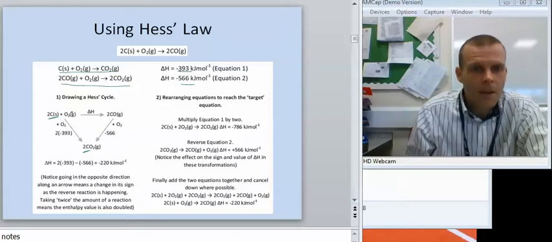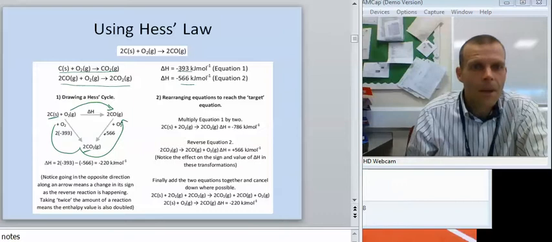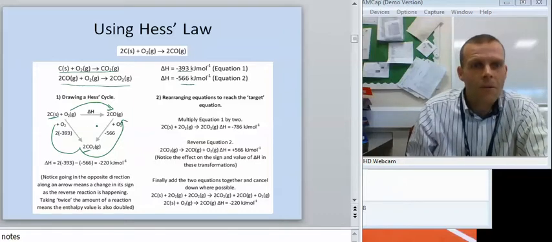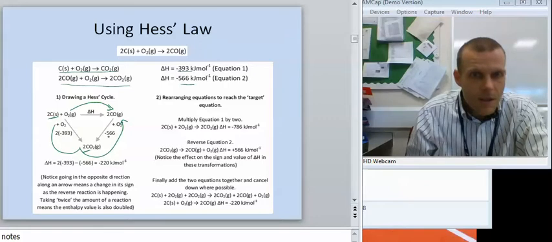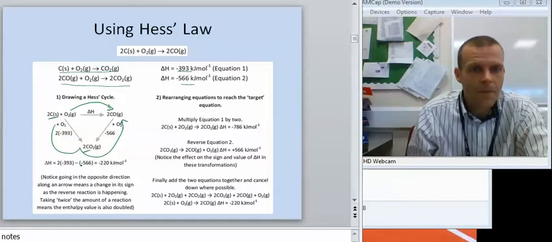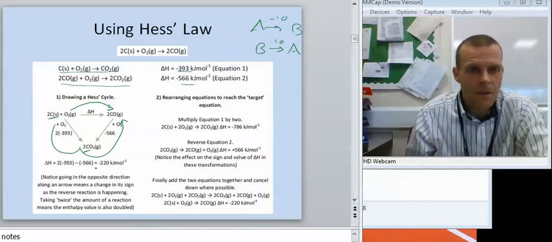So using Hess's law, going that way is the same as going around there. So my delta H, my enthalpy change, which I'm trying to find out, is the same as 2 times that plus the opposite of that change. Now if I do the opposite of that, I have to change its sign. Because if, let's say, A going to B is minus 10, B going to A would be plus 10. So if I do the opposite of the change, that becomes plus 566. And I solve that and I get the answer.